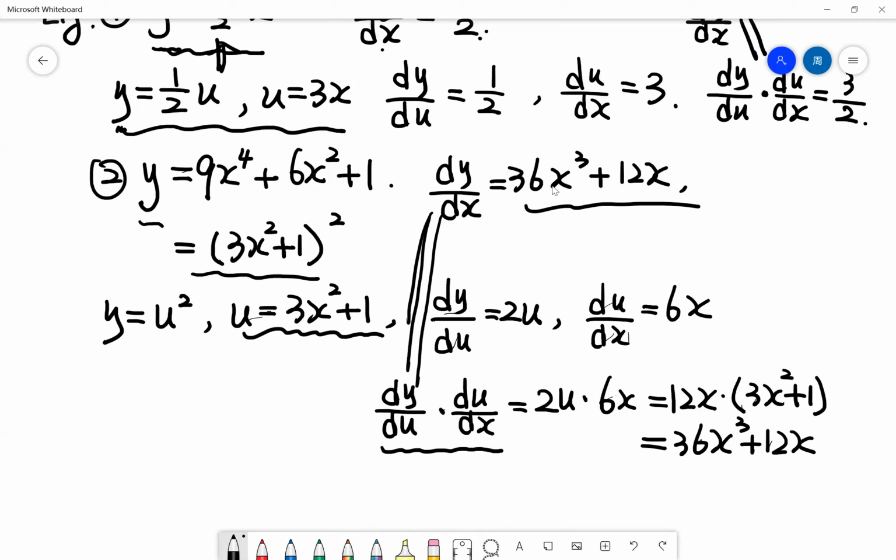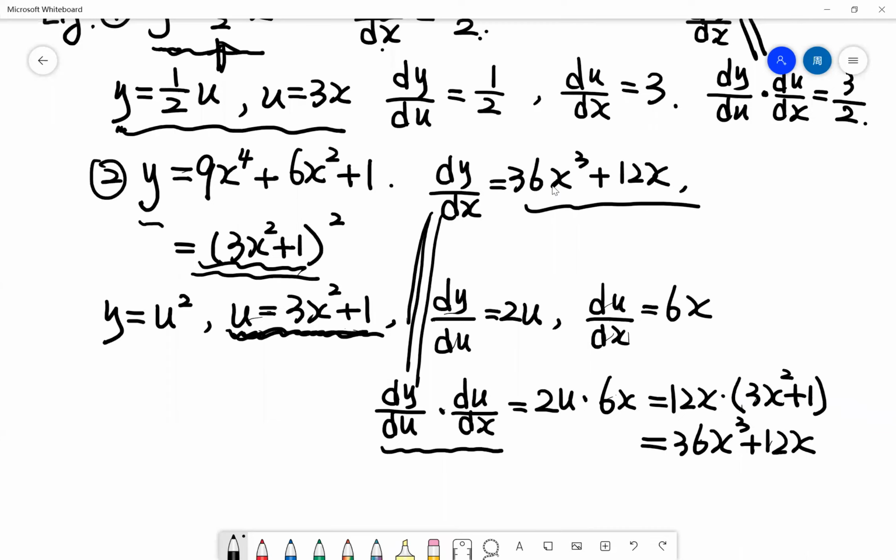Laoshi, I don't understand this: u equals 3x squared plus 1. Oh, yeah. I just substitute u into here. Okay. Other questions?